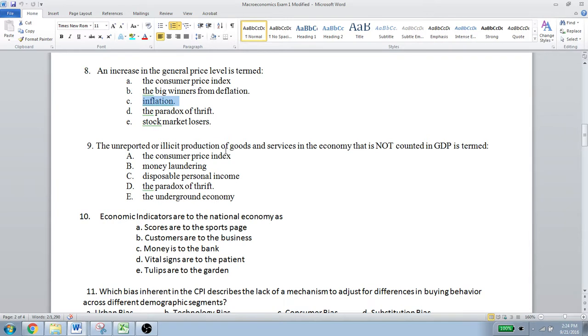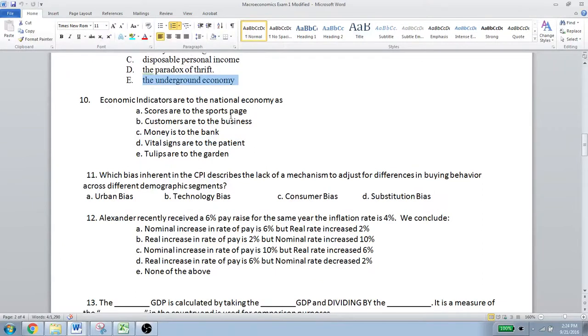Number 9, the unreported or illicit production of goods and services in the economy that's not counted in GDP is termed the underground economy. Number 10, economic indicators are to the national economy as vital signs are to the patient. Number 11, which bias inherent in the CPI describes the lack of a mechanism to adjust for differences in buying behavior across different demographic segments? That's the consumer bias. If it had asked about different locations and population centers, if it had asked about changes in technology or referred to uneven price level changes, then we would have had a different answer.